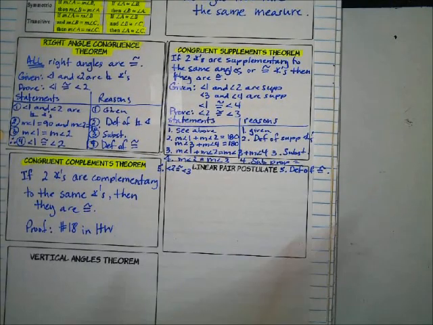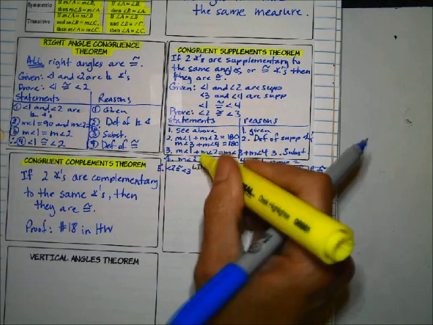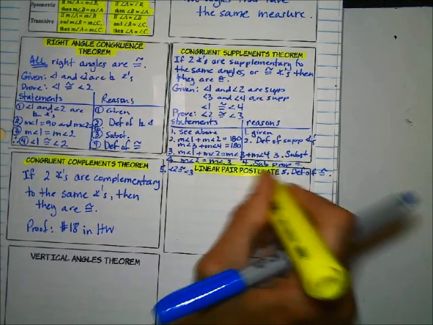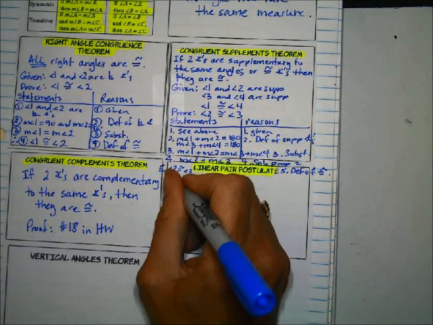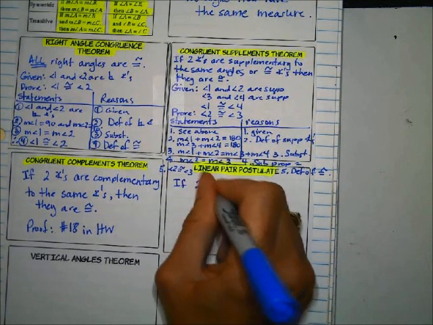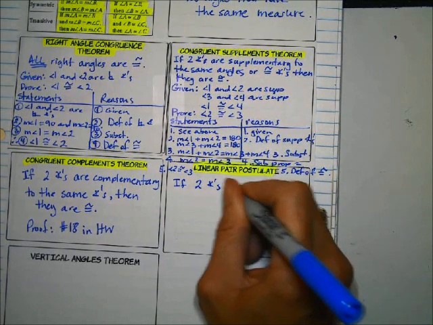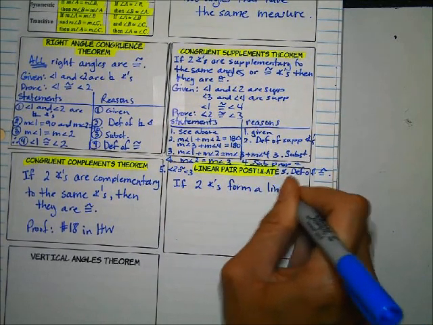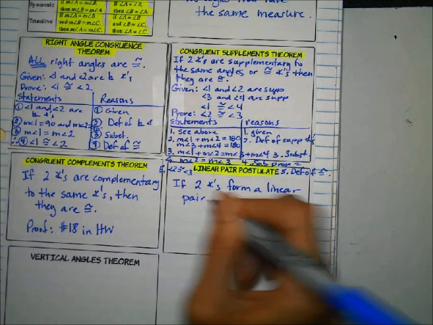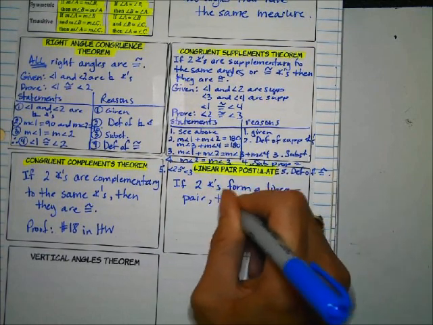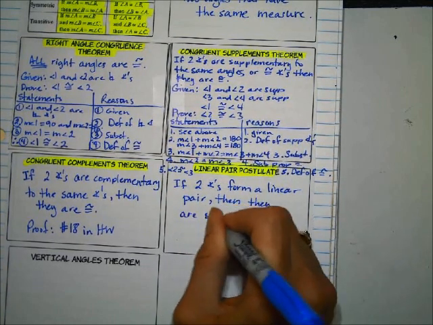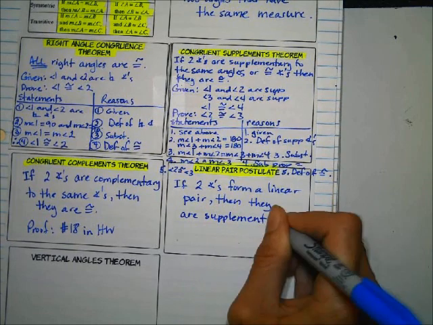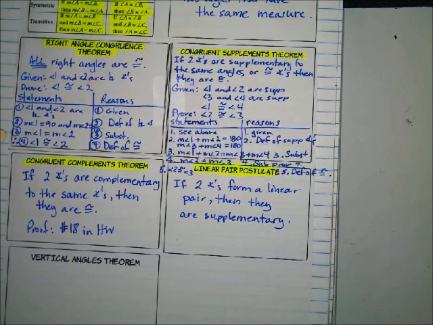The linear pair postulate. You did hear me say postulate, so that's good news. So we will not have to prove this one, so let's go ahead and write it down. If two angles form a linear pair, then they are supplementary.